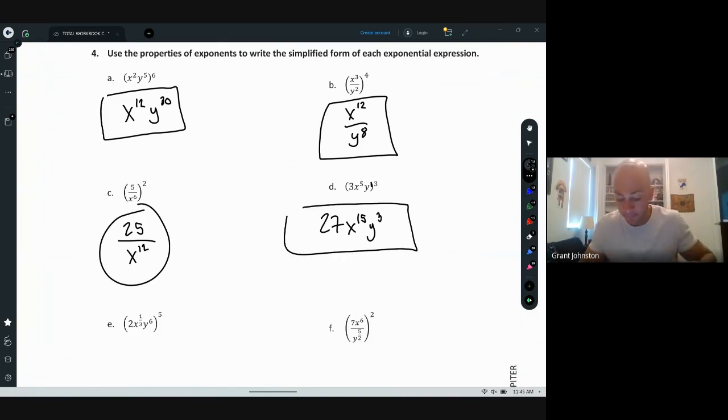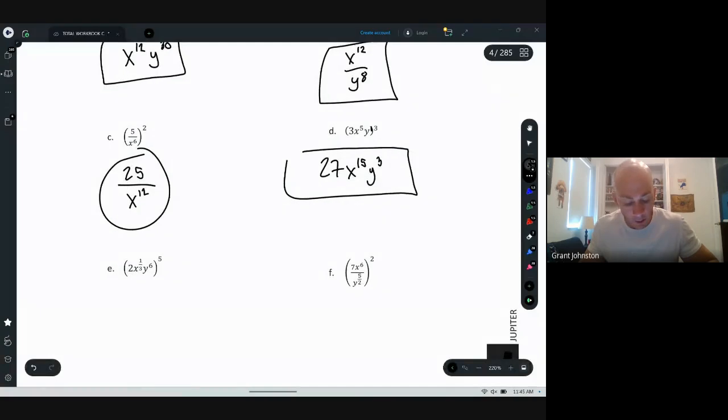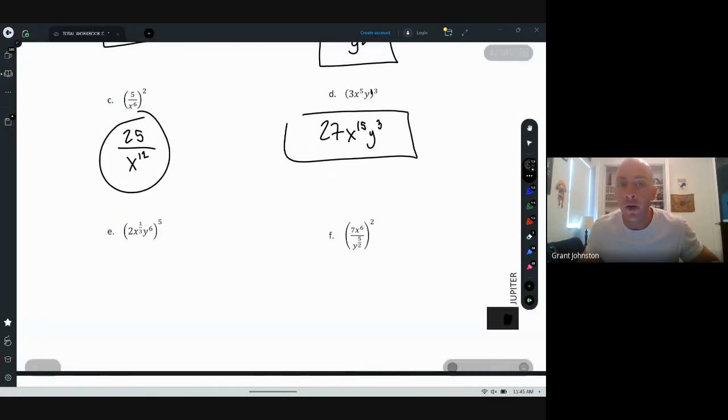I'll let you do E and F. It's got a little bit of fractions in it, but that should be okay. Just use the calculator, or you can do the fractions by hand. It's up to you.